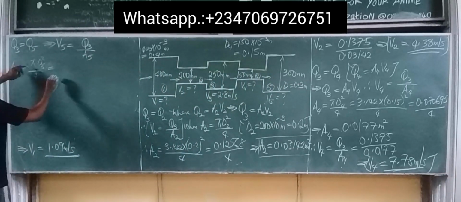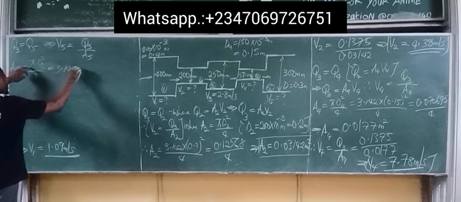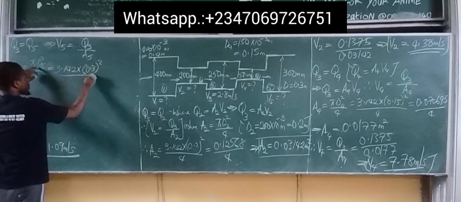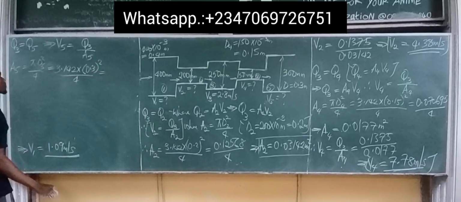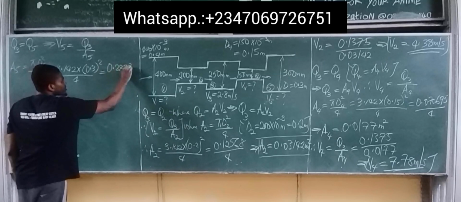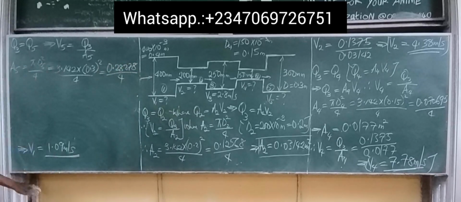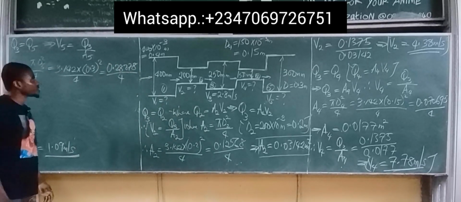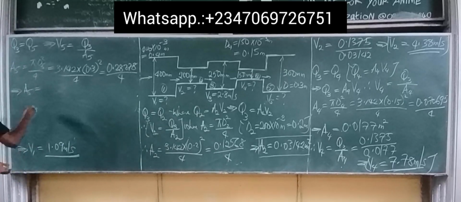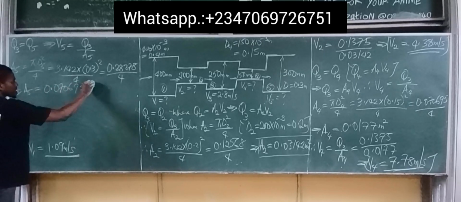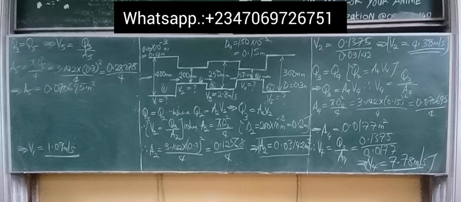So you have this to be, pi is constant, 3.142 multiplied by the diameter 0.3 all squared, all over 4. So let's obtain 3.142 multiplied by 0.3 squared. That gives us 0.28278 all over 4. So this implies that the area of pipe 5 is equal to 0.28278 divided by 4. That gives us 0.07069 in meter squared. Having found this, we can now obtain V5.